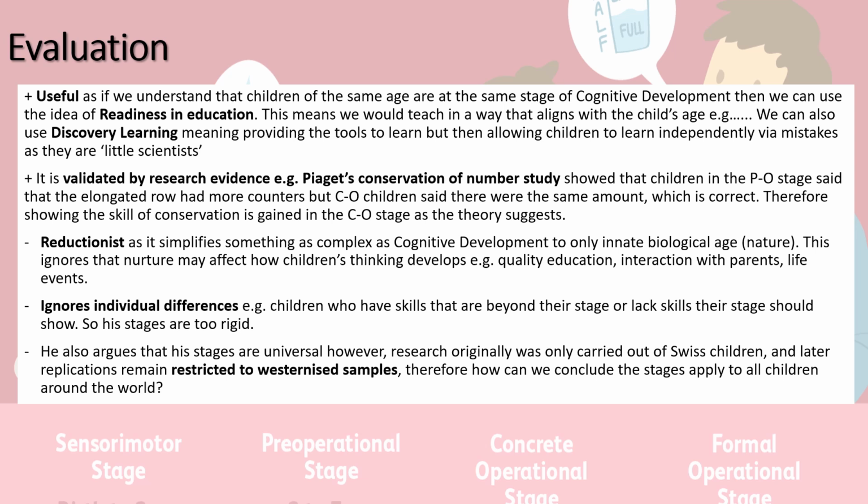It also ignores individual differences, so children who have skills that are beyond their stage or lack the skills that their stage should have. So his stages are far too rigid. And then also he argues that his stages are universal. However, his original research was only carried out on Swiss children, so children from Switzerland. And then later applications have remained in very westernised countries, things like the UK and America. Therefore, how can we conclude the stages apply to all children all around the world when the research is so westernised?